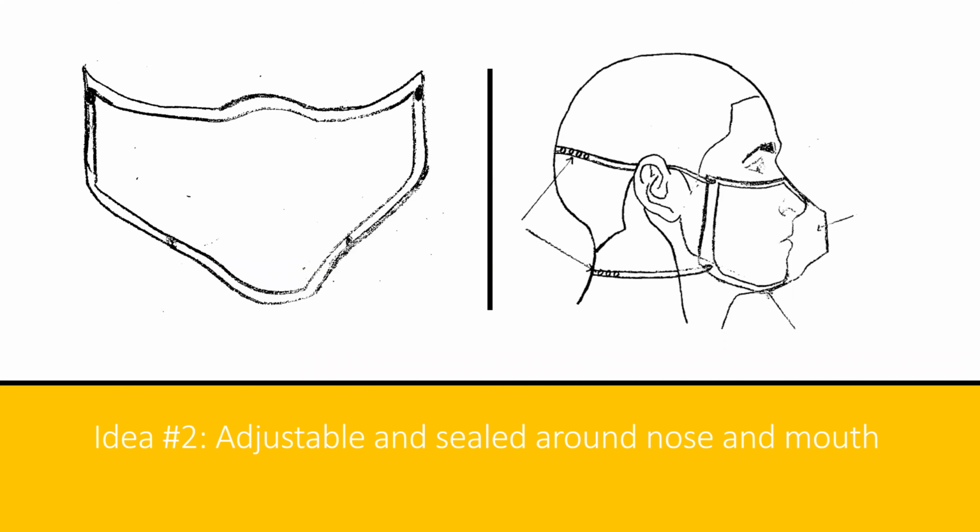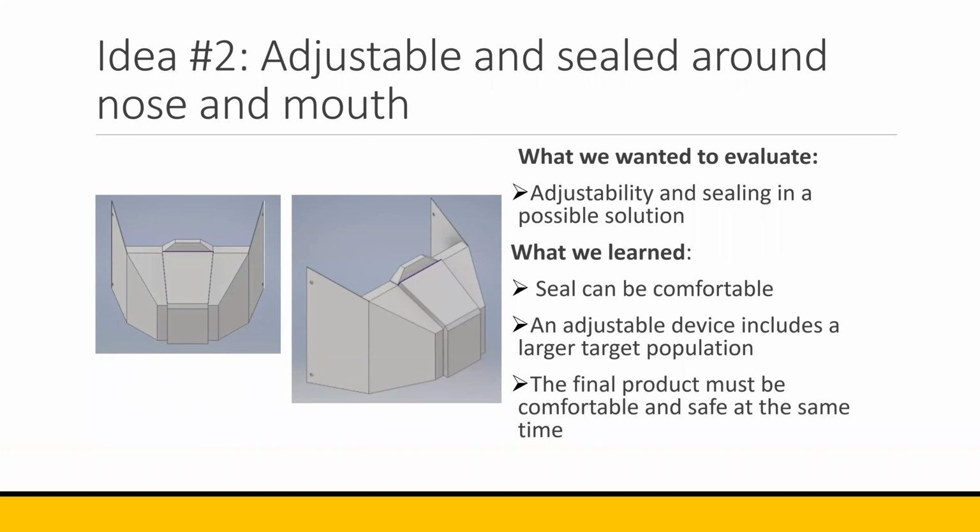For the second idea, we wanted to make an adjustable and comfortable face mask that was sealed around just the nose and mouth. In this case, we didn't include the eyes section. From this idea, we also learned that the seal can be comfortable and that adjustable devices can reach a larger target population. We also decided that the final product must be comfortable and safe at the same time.